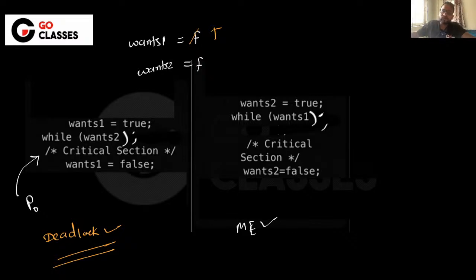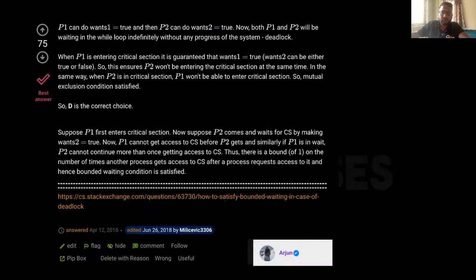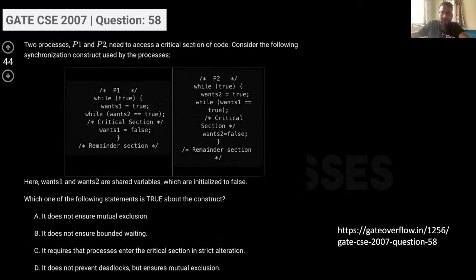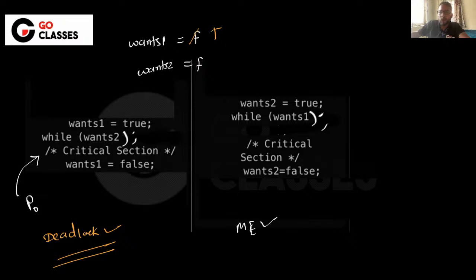Now, tell me if the progress is satisfied. So they are asking about the bounded waiting and progress. Since the deadlock is there, you can say progress is not satisfied, right? I mean deadlock is there, so how can progress be satisfied? And tell me now, is bounded waiting satisfied or not? What does bounded waiting say?